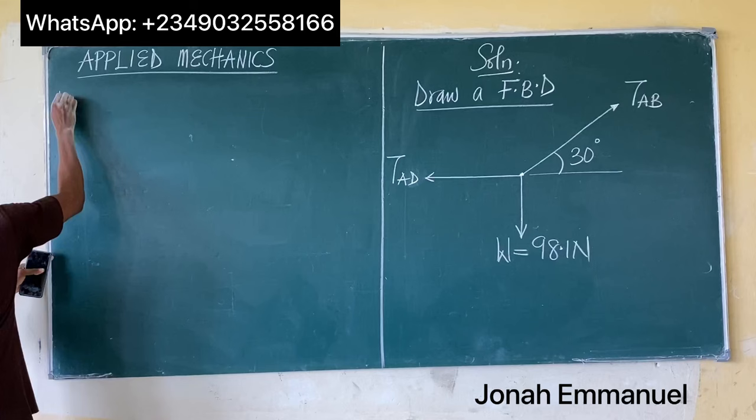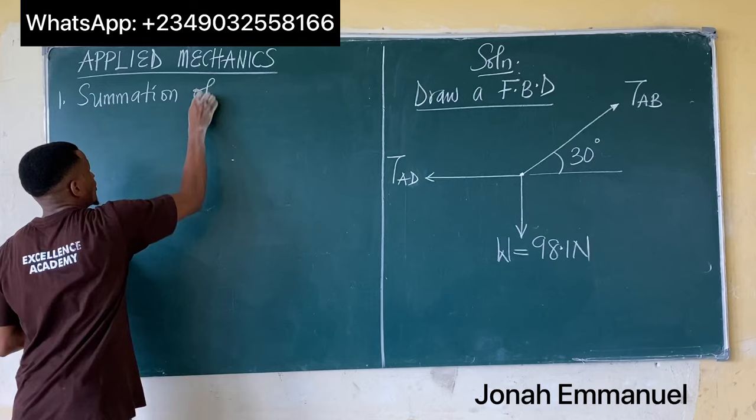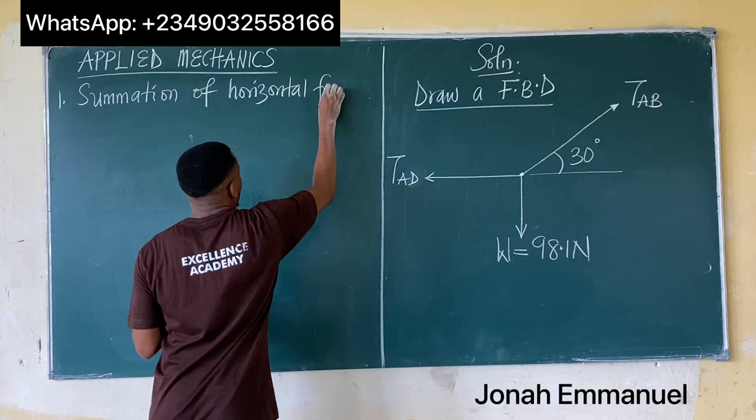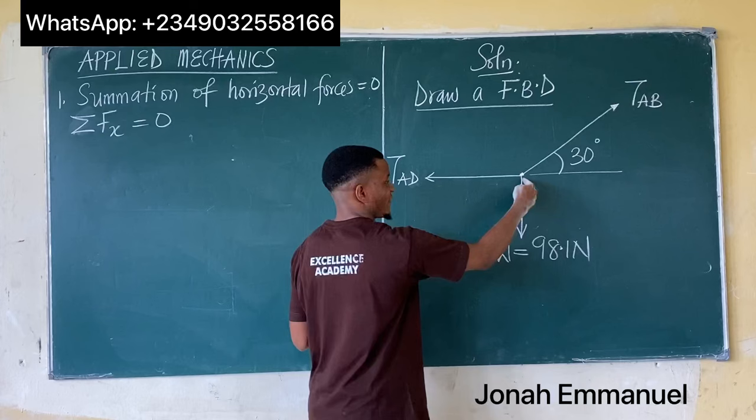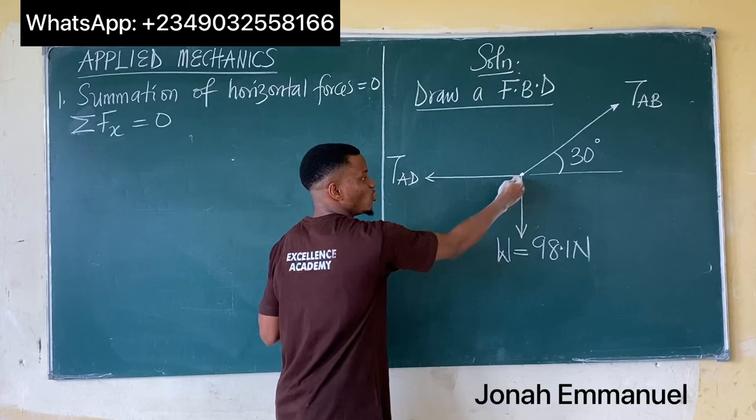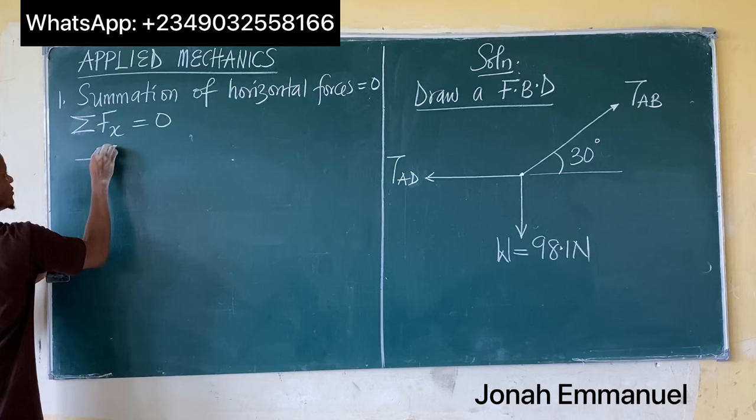Let's start with horizontal, right? Summation of horizontal forces equal to zero. Let's say sigma Fx equal to zero. Let's get horizontal forces. This one is completely vertical, so this won't work. This one here is a horizontal force, but observe that this one is going to the negative direction of x. So it becomes negative, minus TAD.